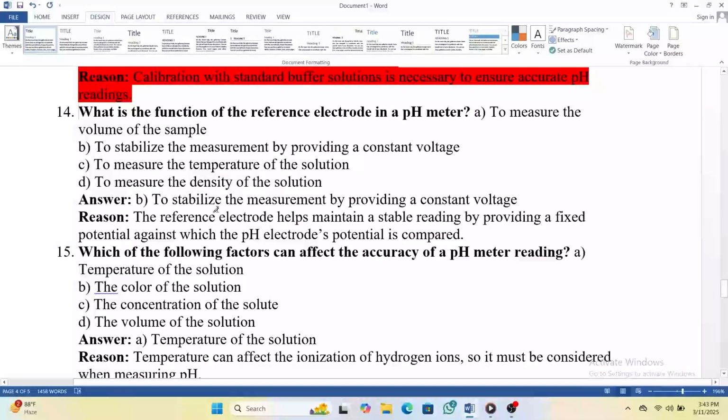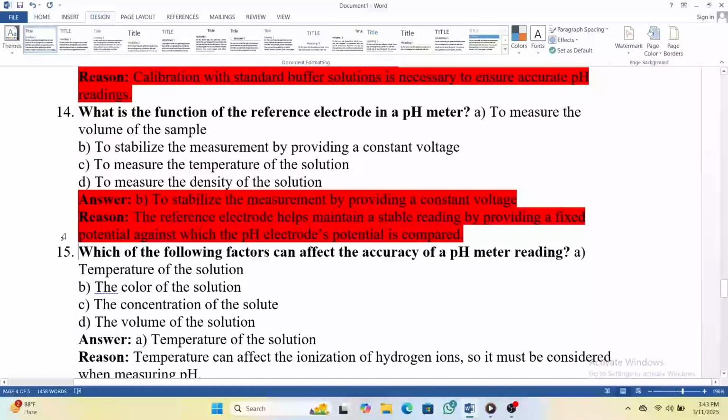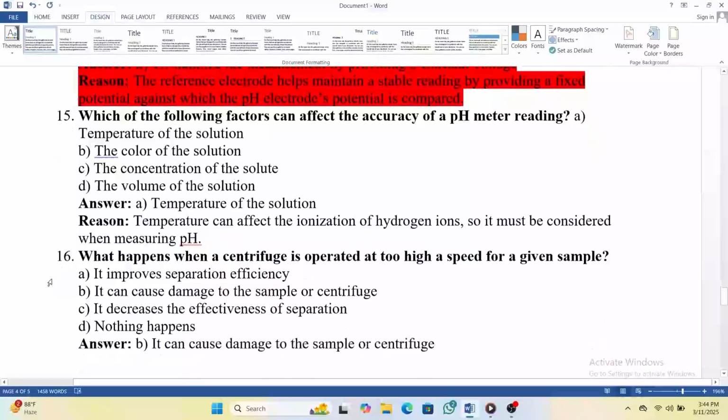14. What is the function of the reference electrode in a pH meter? A. To measure the volume of the sample. B. To stabilize the measurement by providing a constant voltage. C. To measure the temperature of the solution. D. To measure the density of the solution. Answer: B. To stabilize the measurement by providing a constant voltage. Reason: the reference electrode helps maintain a stable reading by providing a fixed potential against which the pH electrode's potential is compared.